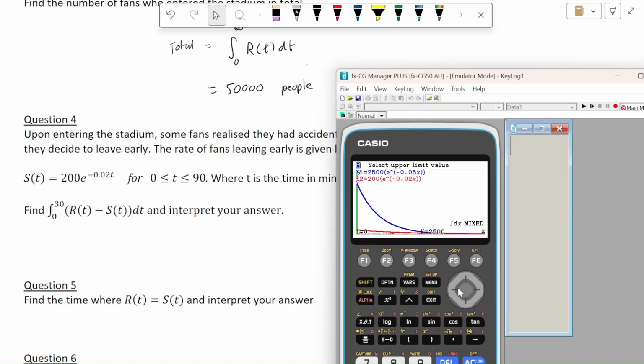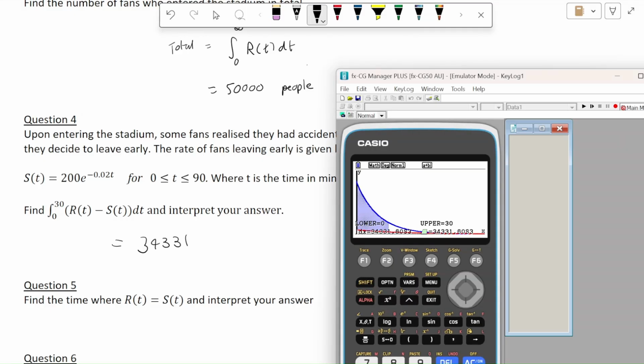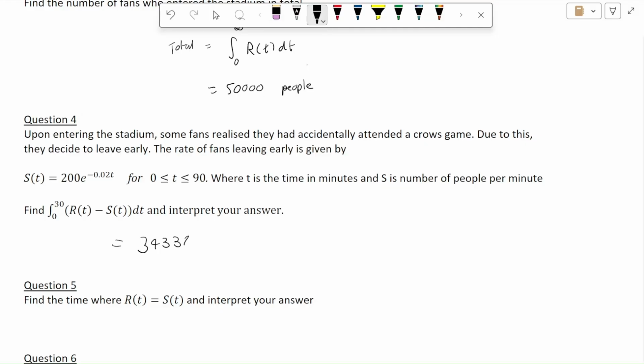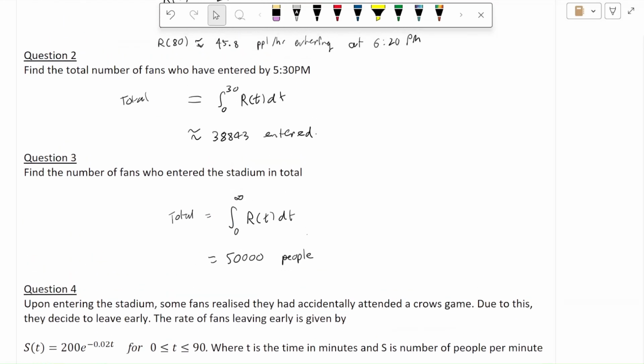So I'm going to type 0 for my lower bound and 30 for the upper bound. And you'll see the calculator will think about it for a second. And it's got that integral there. So this is 34331. Okay, and that's an approximate, and I should round it up to 2. So that's approximately. Okay. Now, notice that by 5:30, 38,000 people had entered.